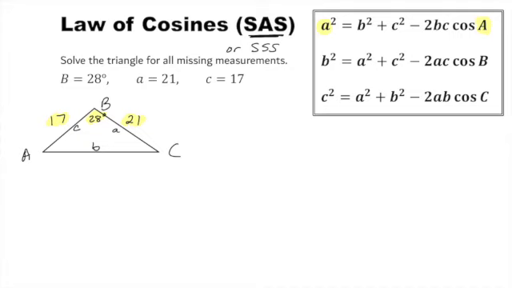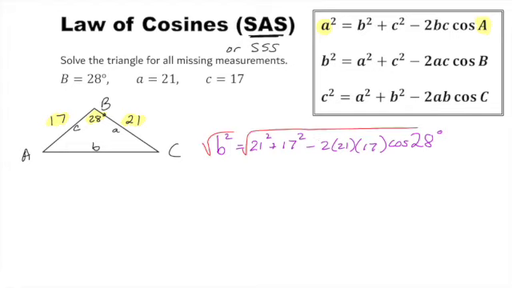Okay, so we may as well just jump right into it here. That B squared, that's the side I'm going to solve for, is A squared, 21 squared, plus 17 squared, minus 2 times the product of 21 and 17, the two sides I do have, multiplied by the cosine of the included angle that I have, cosine of 28. And if I want to solve for B right now, I really can just take the square root of all of that.